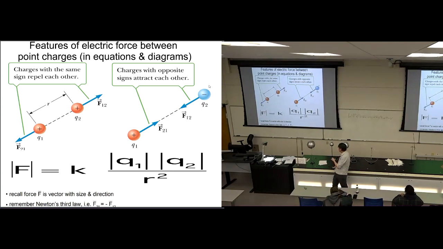And this k here, this k is a constant. It has a certain value, 9 times 10 to the 9 newton meters squared per coulomb squared. It's a constant in every equation you'll do with the electric force, with Coulomb's law. And it's a constant that characterizes the strength of electricity. It represents the strength of electrical forces. So that's the constant k here. Okay, so that's Coulomb's law in pictures and words.